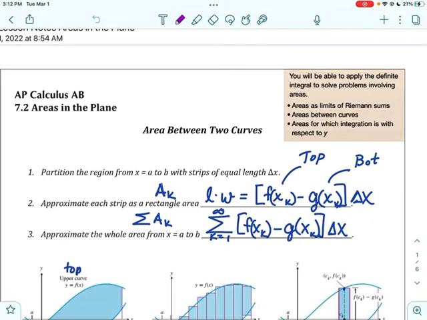So you'll be able to apply the definite integral to solve problems involving areas between limits of Riemann sums, areas between curves, and areas for which integration is with respect to y instead of x. You'll be dealing with what we call horizontal rectangles then.